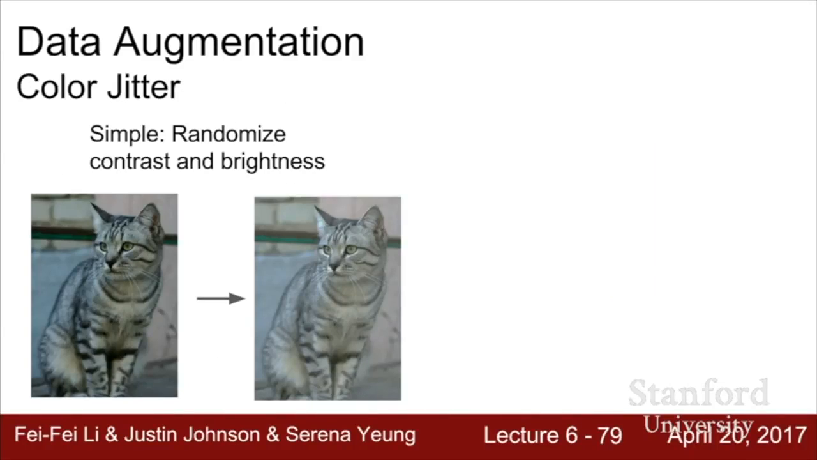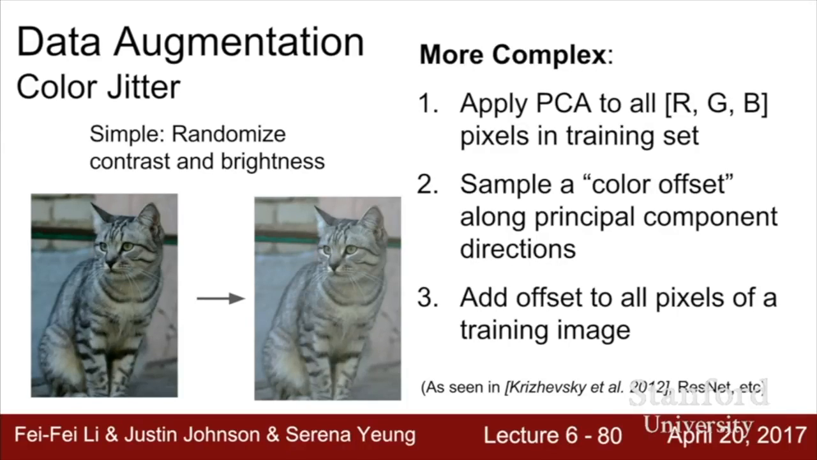Also with data augmentation, you'll sometimes use color jittering, where you might randomly vary the contrast or brightness of your image during training. And you can get a little bit more complex with color jittering as well, where you try to make color jitters that are maybe in the PCA directions of your data space, where you do some color jittering in some data-dependent way. But that's a little bit less common.